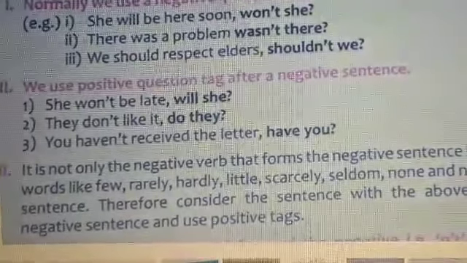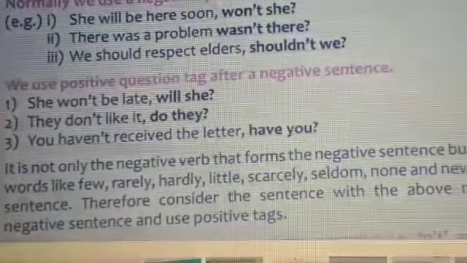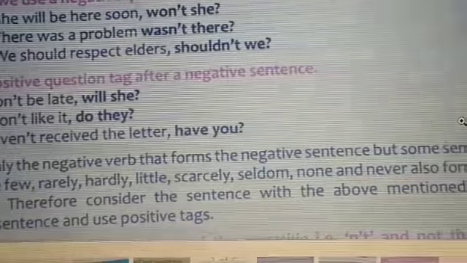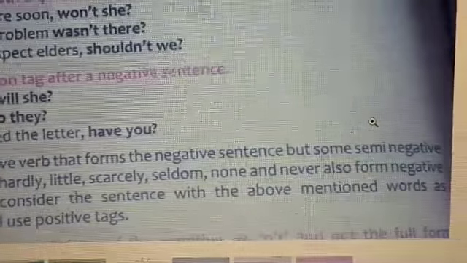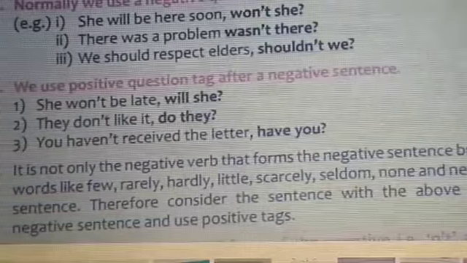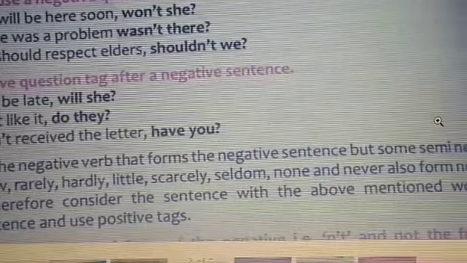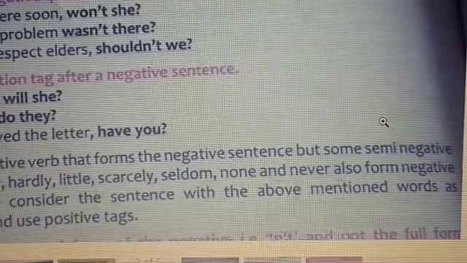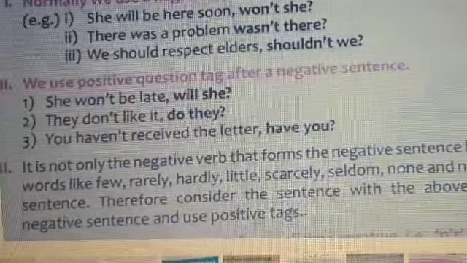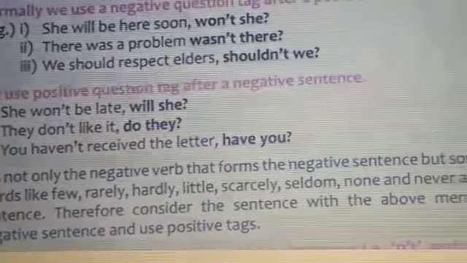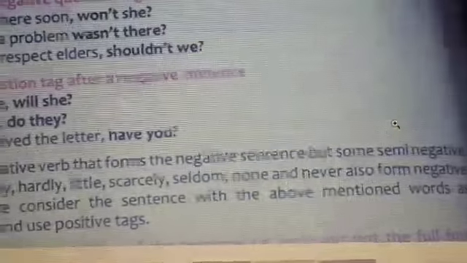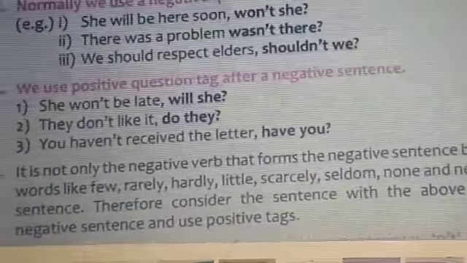And thirdly, it is not only the negative verb that forms the negative sentence, but some semi-negative words like few, rarely, hardly, little, scarcely, seldom, none, and never also form negative sentences. Therefore, consider a sentence with the above mentioned words as a negative sentence, and we should use positive tags only.